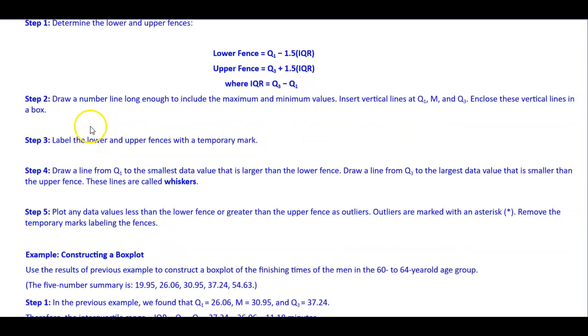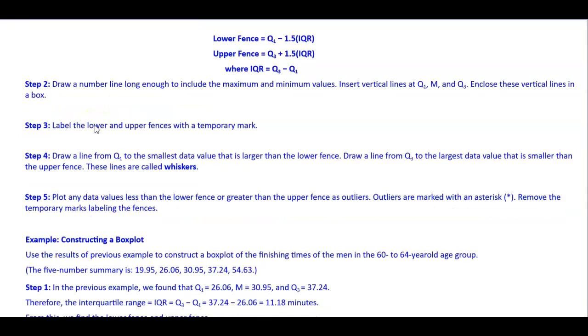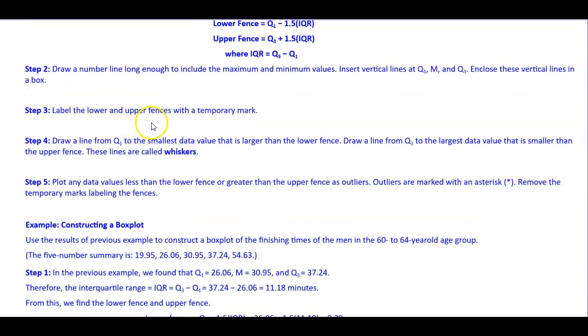Step 2, we want to draw a number line long enough to include the maximum and minimum values. Insert vertical lines at quartile 1, the median, and quartile 3, and enclose these vertical lines in a box. Step 3, you're going to label the lower and upper fences with a temporary mark.